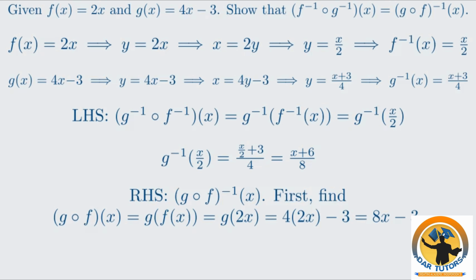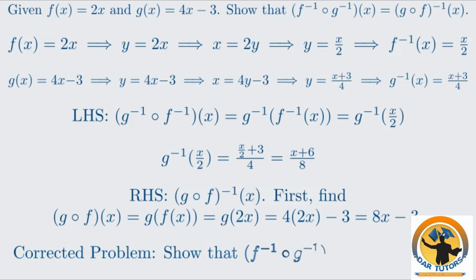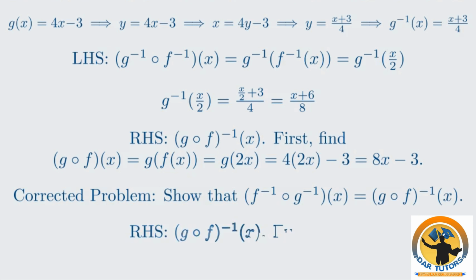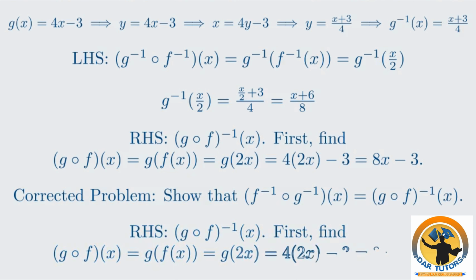Let's correct that. The problem asks to show that the inverse of f, inverse of g, inverse of x, is equal to the inverse of g of f of x. Let's reevaluate the right-hand side. The composite function g of f of x is g of 2x, which is 4 times 2x minus 3, or 8x minus 3. Now we find the inverse of this composite function.